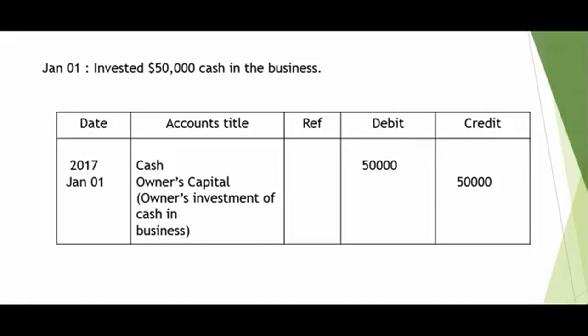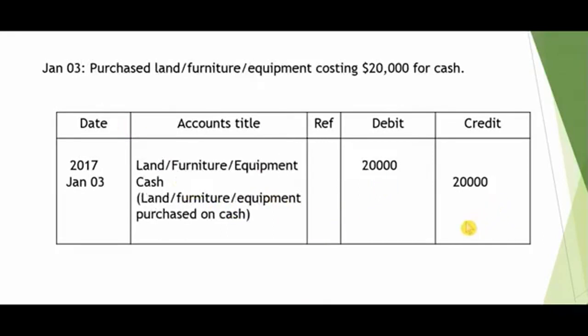This is an example of a general journal. The first transaction is, on 1st January, invested 50,000 cash in the business. Cash is an asset, and when an asset is increasing, the amount is debit, and when liabilities and owner's equity are increasing, the amount is credit. Cash is increasing, so 50,000 cash is debit, and owner's capital 50,000 is credit.